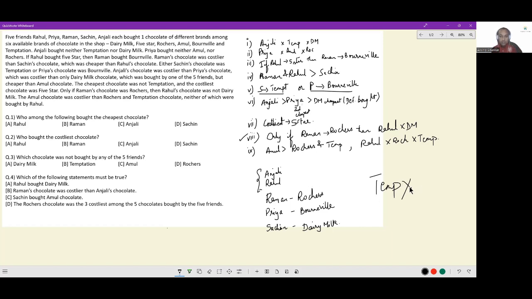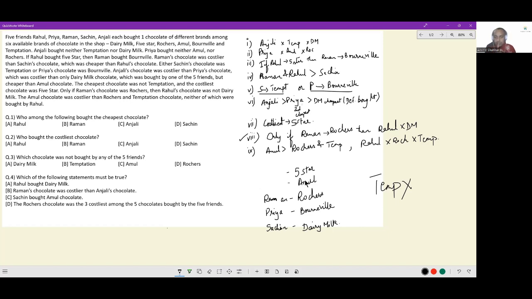If Temptation is not the chocolate bought by anyone, I don't need to write this. But given that I'm recording it in a fashion that lists out chocolates in order, I also know 5-Star is the costliest one. So 5-Star goes here. And what is the only other chocolate left? Amul. Okay. So 5-Star and Amul will be in this one. Now, who can buy 5-Star? Who can buy Amul? This is the fight we are engaged in.